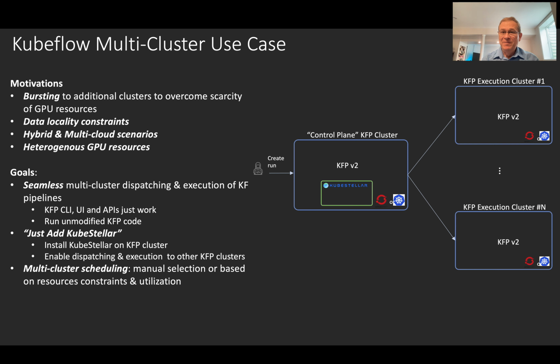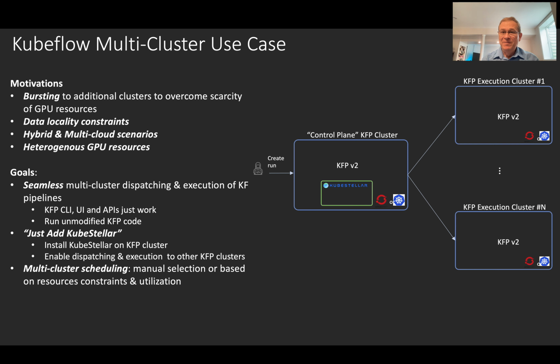The basic idea is that I may start from an existing cluster as a user where I'm running already my pipelines. For example, I'm running an instance of KubeFlow pipelines v2, and then just add KubeStellar. And KubeStellar enables the multi-cluster aspect in KubeFlow pipelines, allowing me to now execute and distribute pipelines in other clusters where I also have installed KFP in a completely seamless way for the user.